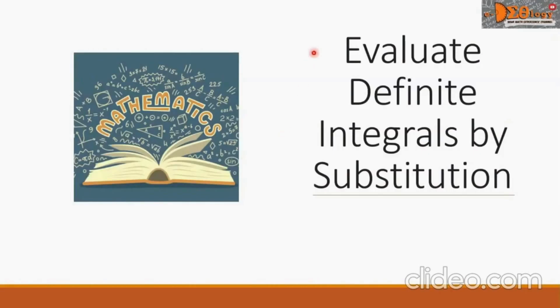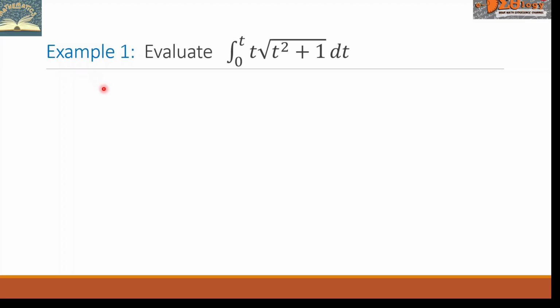Today, we're going to evaluate definite integrals by substitution. Example 1. Evaluate the integral from 0 to t of the function square root of the quantity t squared plus 1 dt. First, we can show this square root as a rational exponent. So we have this t squared plus 1 raised to power 1/2.